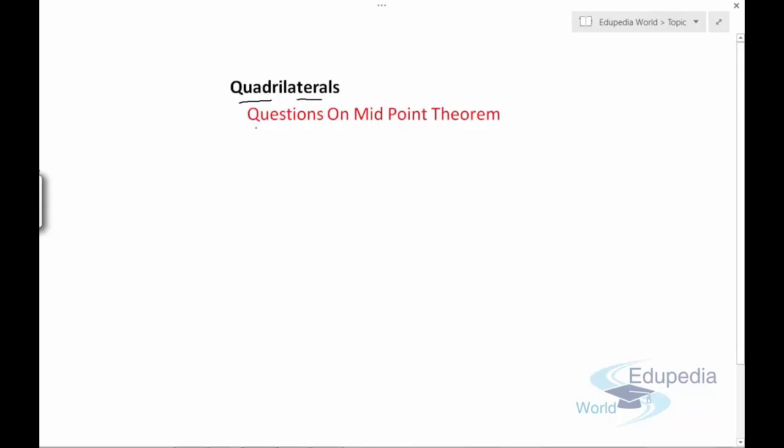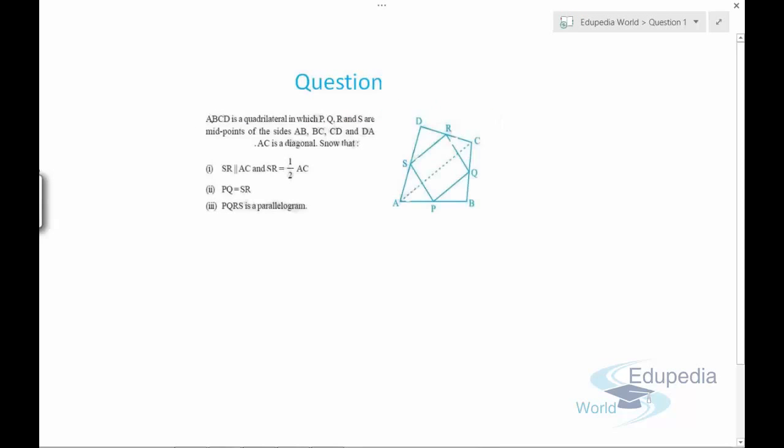So in this video we'll discuss questions on the midpoint theorem, which are very important questions from the exam point of view. So let's discuss the first question. Question number 1 says that ABCD is a quadrilateral in which P, Q, R, S are the midpoints of the sides AB, BC, CD and DA respectively, and AC is a diagonal. So first we need to show that SR is parallel to AC and SR is half of AC. So let's see how we can do this.